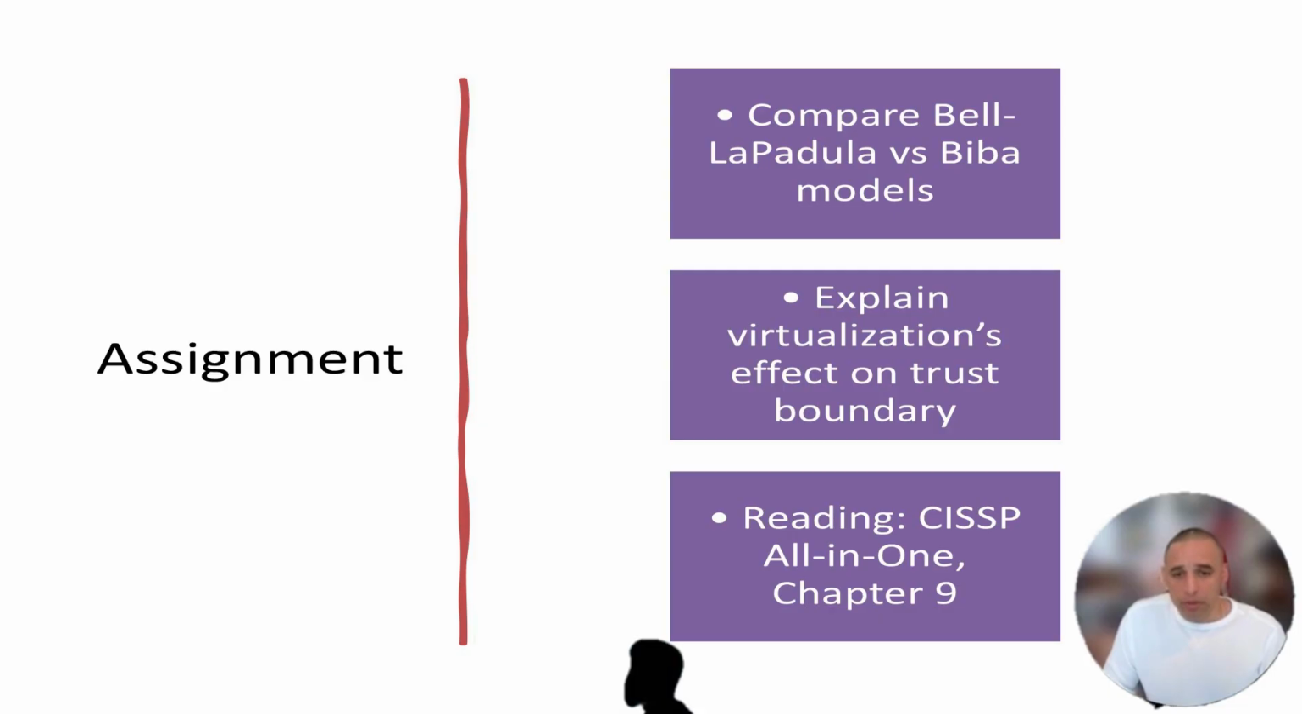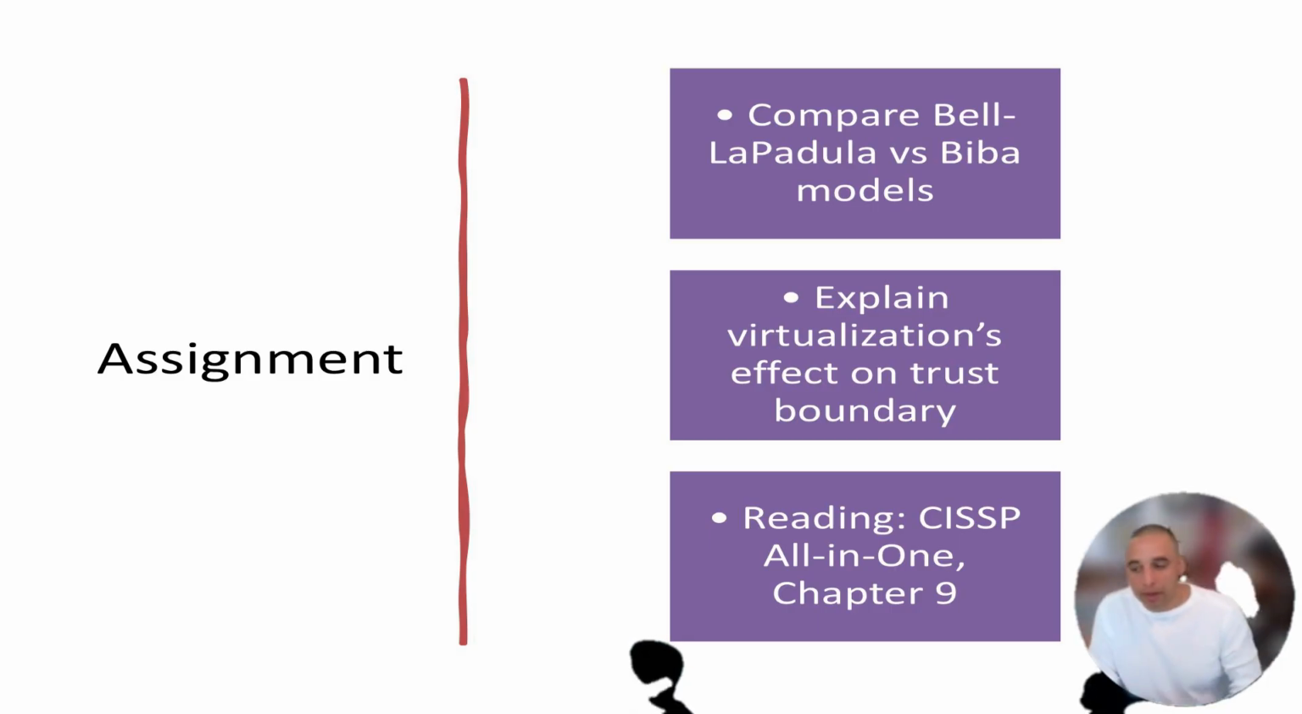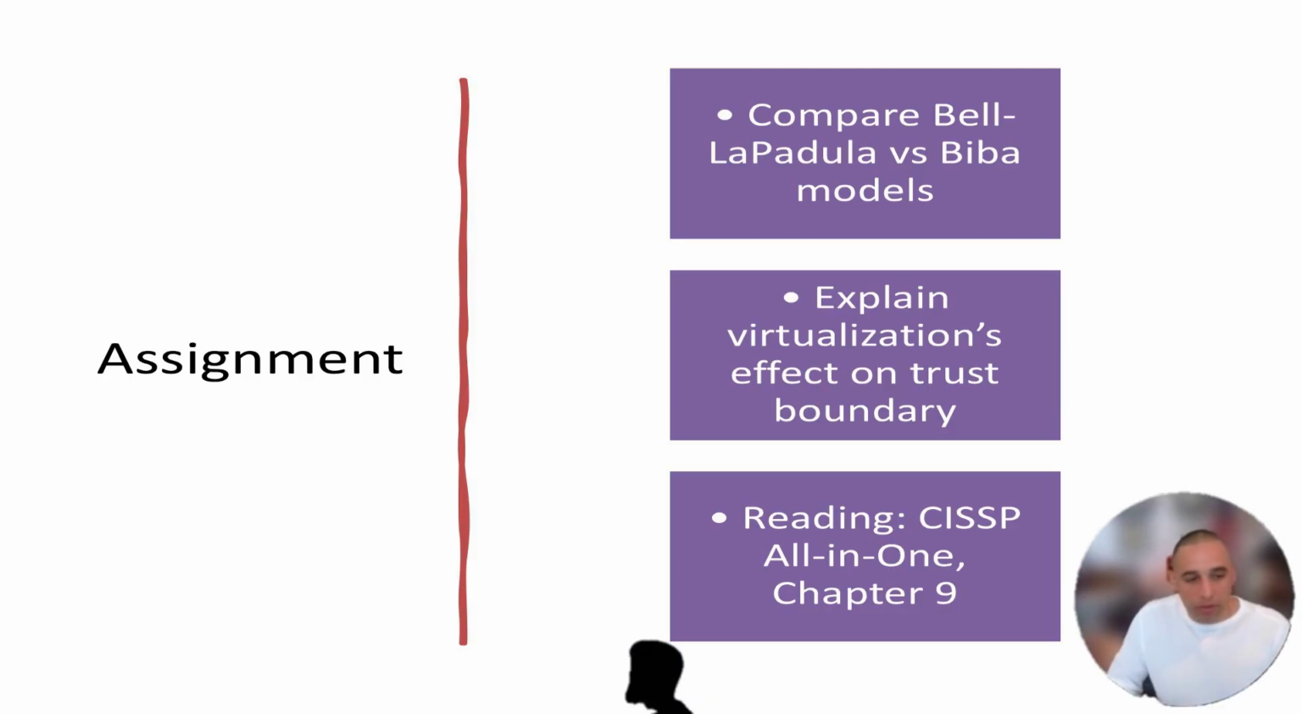To reinforce what you've learned, let's look at your assignment for this lecture. These tasks are designed to help you apply the concepts and models we've discussed in practical scenarios. So here is your optional assignment. I'd like for you to compare Bell-LaPadula versus BIBA models. Analyze the differences between these two foundational security models. Consider their focus, confidentiality for Bell-LaPadula and integrity for BIBA, and how their rules, no read-up, no write-down versus no write-up, no read-down, affect system design and policy enforcement.